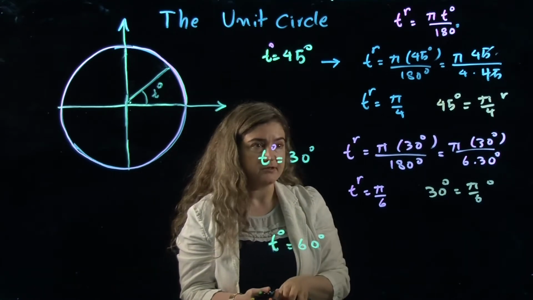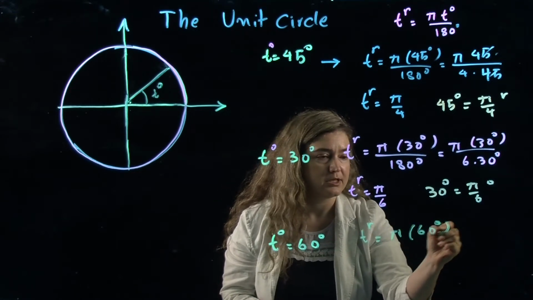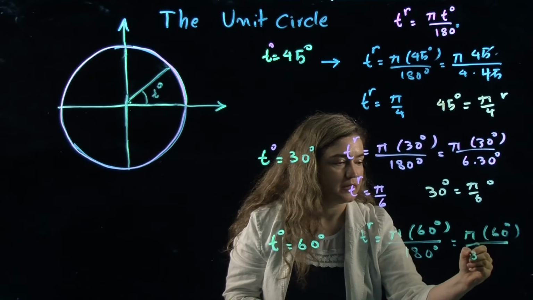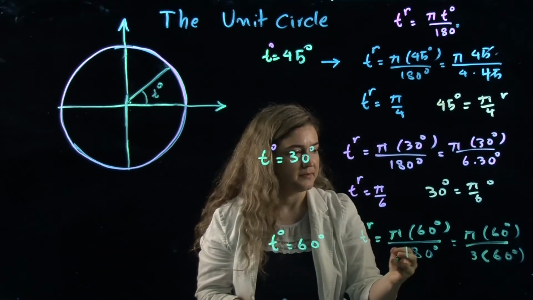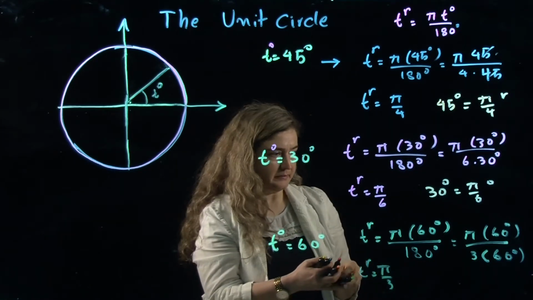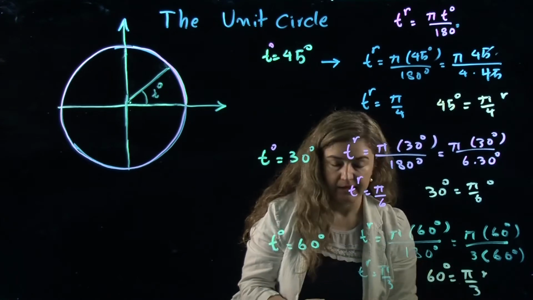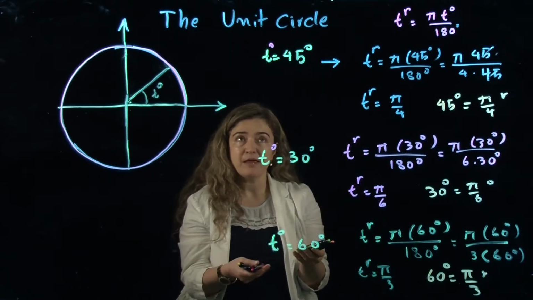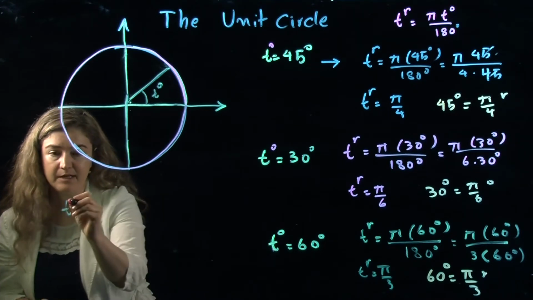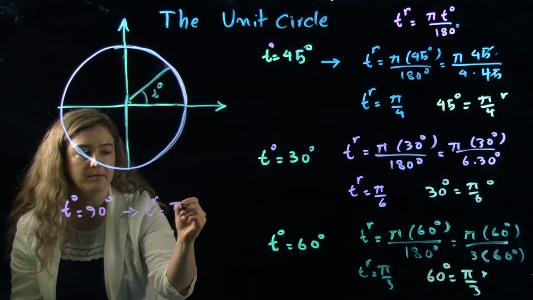Now, for T equal to 60 degrees, let's calculate. T in radian is pi times 60 degrees divided by 180. And that is pi times 60 degrees divided by 3 times 60 degrees. And then T in radian is equal to pi over 3. And so 60 degrees is equal to pi over 3 radian. With the same method, I can also calculate, and I'm skipping that one. And if T in degrees is 90 degrees, then T in radian is going to be pi over 2.